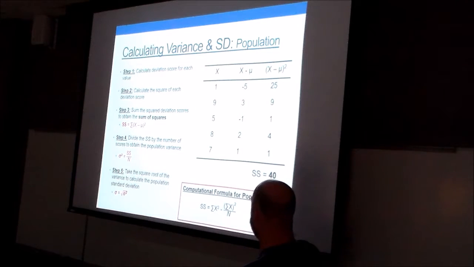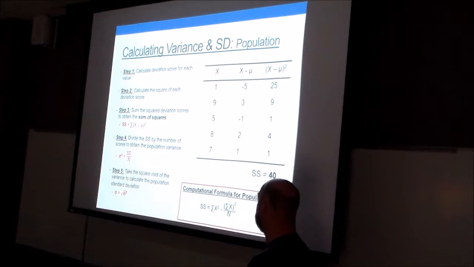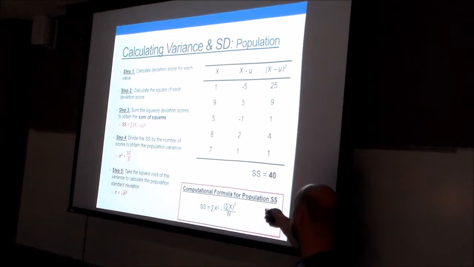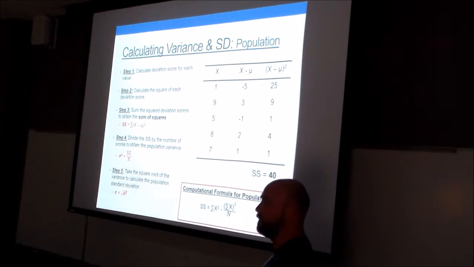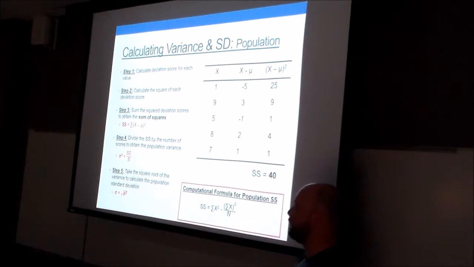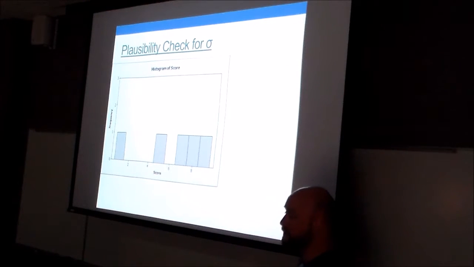Computational formula, mathematically: our x values, we're squaring those, adding those up, and subtracting the sum of the total of our x squares, squaring that sum, and then dividing that by the number of scores in the population, to get our sum of squares. Okay. Questions here? When you're using this computational formula, make sure that you're paying attention to order of operations, otherwise you get weird numbers.